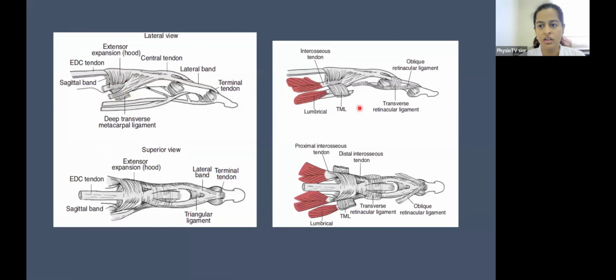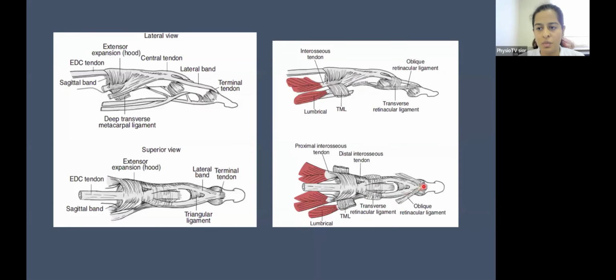Now in the active component, we have the three major intrinsic muscles, that is the palmar interossei, dorsal interossei, and the lumbrical muscles. The palmar interossei and the dorsal interossei originate from the metacarpals and get inserted laterally to the central tendon, just near the proximal phalanx. And the lumbricals, which originate from the flexor digitorum profundus muscle in the hand, get inserted here to the lateral bands and the central tendon at the middle phalanx. So these three muscles are important in maintaining the extension of the IP joints.